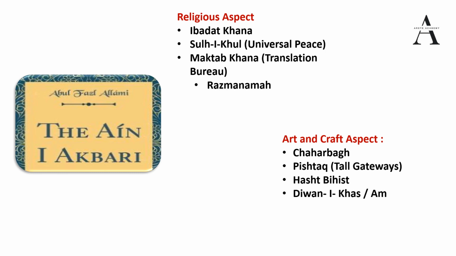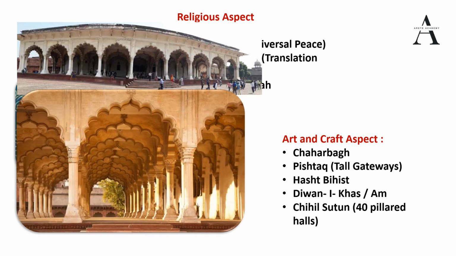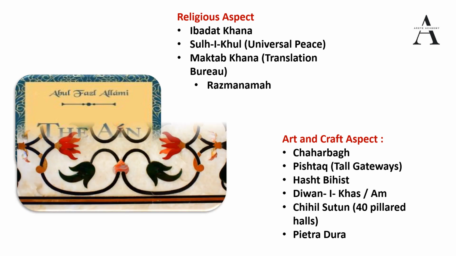And these courts were also described as Chehil Sutun. Chehil Sutun means 40 pillared halls. Okay, so it looks like this, Diwane Am, and the 40 pillared hall looks like this. So this style of 40 pillared halls is known as Chehil Sutun. If UPSC asks what is Chehil Sutun, then you should know that, okay, this is Chehil Sutun.